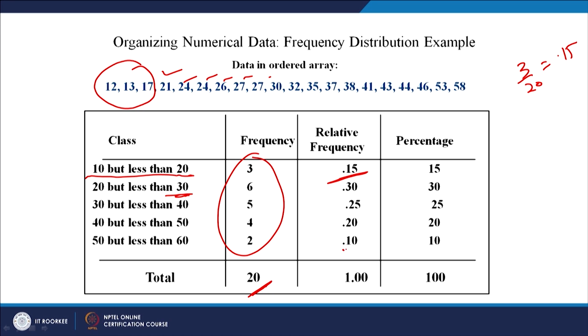How did you get this 0.10? This 2 by 20, right, it is 0.10. Percentage, you just multiply this particular column by 100, you will get percentage, right. So, this should be 100. So, this is how you can draw a frequency distribution, wherein you can have relative frequency, percentage, and you can also have cumulative percentage as well.